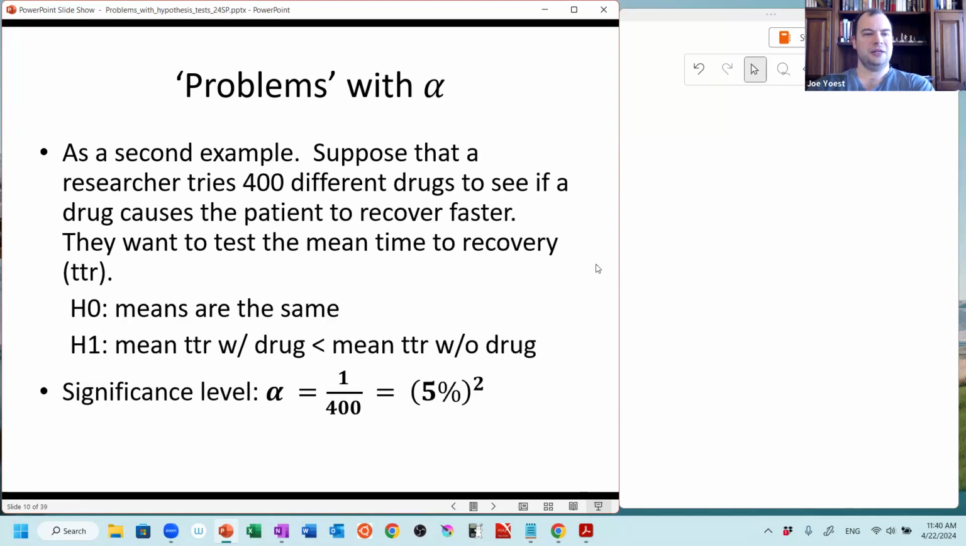But let's look at a second example. Suppose again we try this 400 different drugs. The nulls, the means are the same. Alternative is that the treated group recovers faster. But now what if we square the significance level, 1/400 or 5% squared?